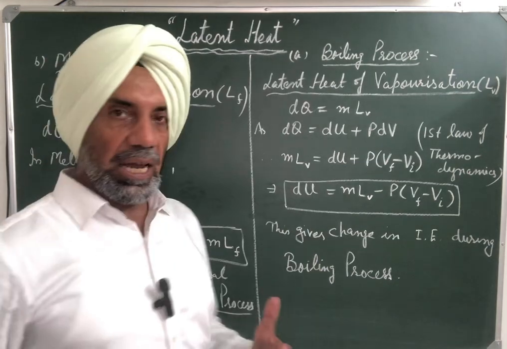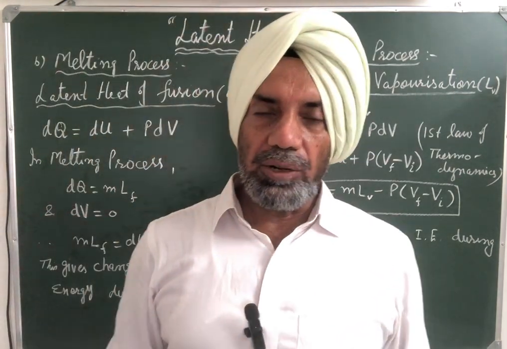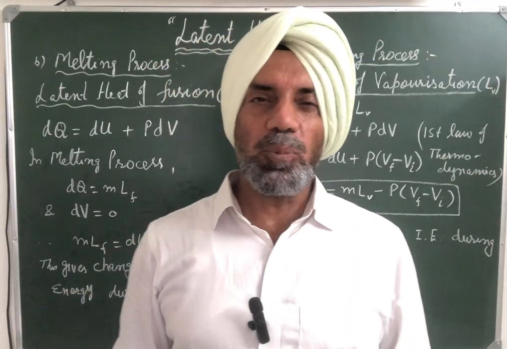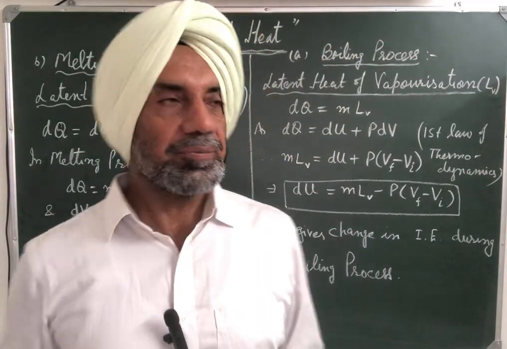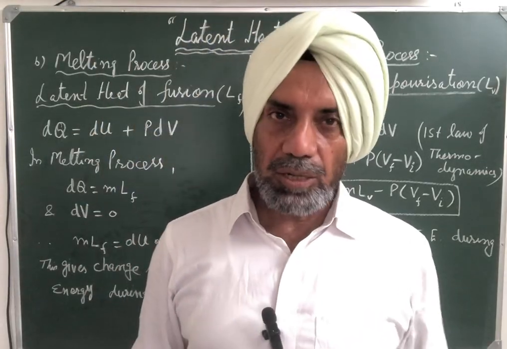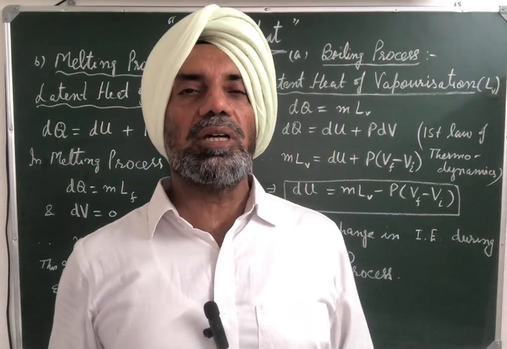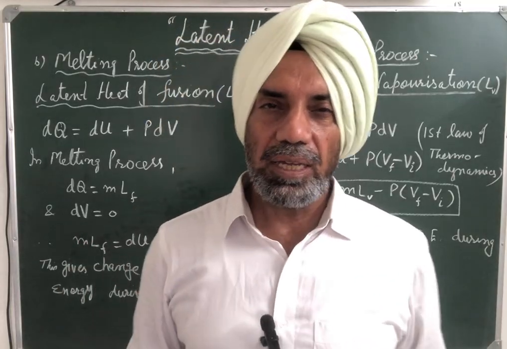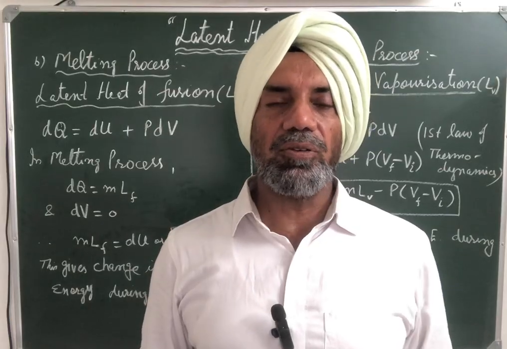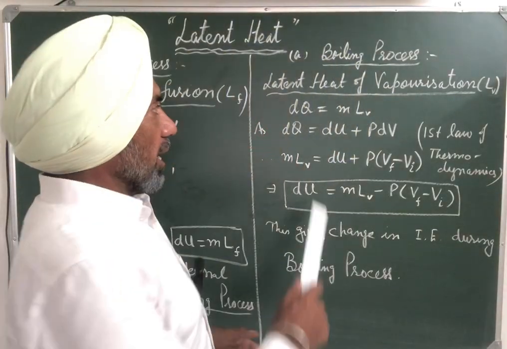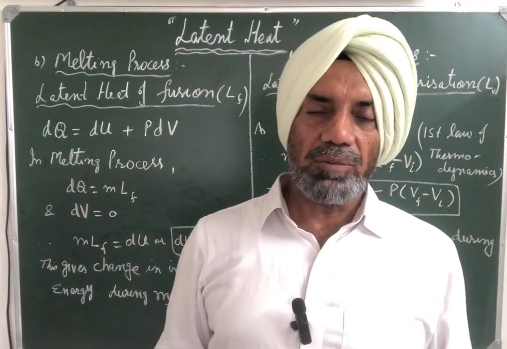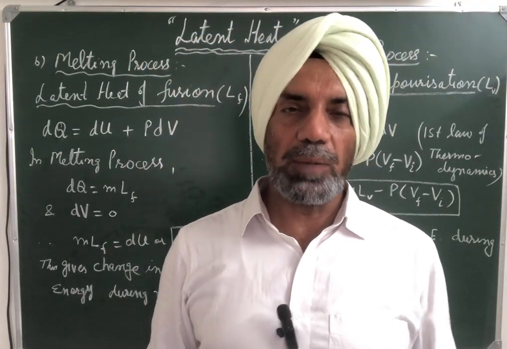When a liquid boils at a particular temperature called the boiling point, the amount of heat required to convert a unit mass of the liquid into its vapors at the boiling point is called latent heat of vaporization. Now, write the expression for change in internal energy of the system during this boiling process.